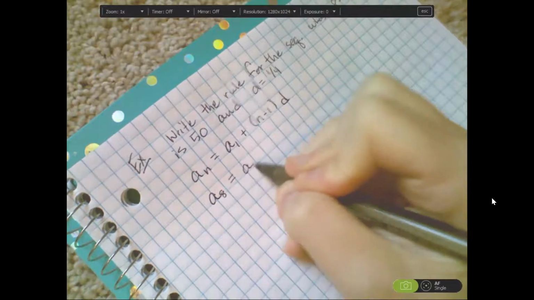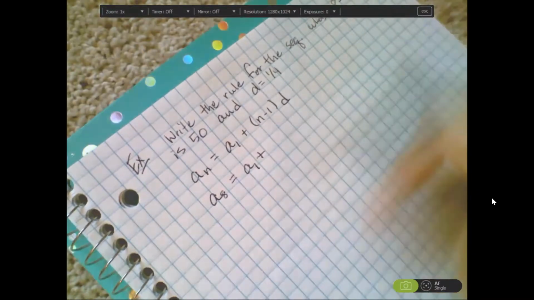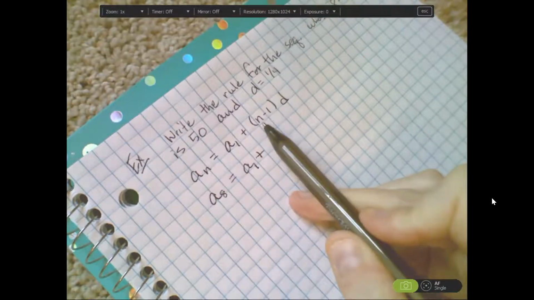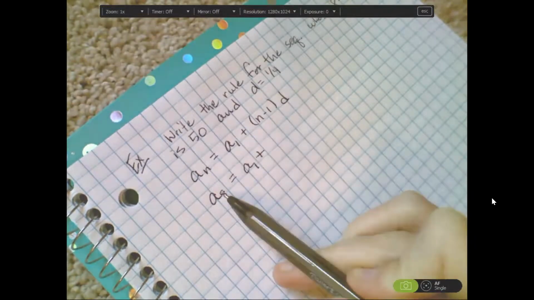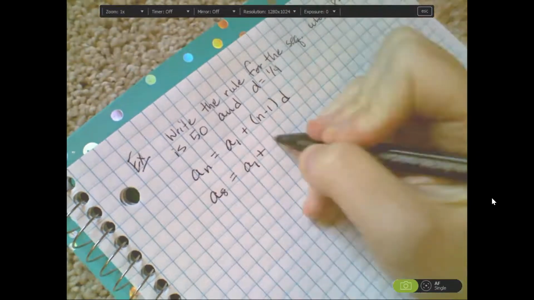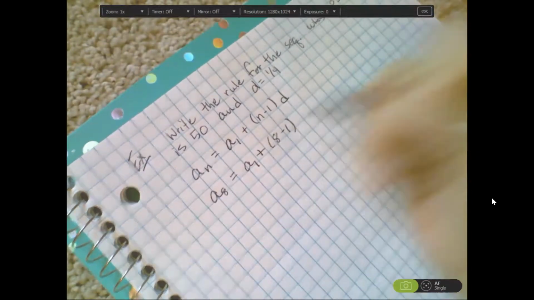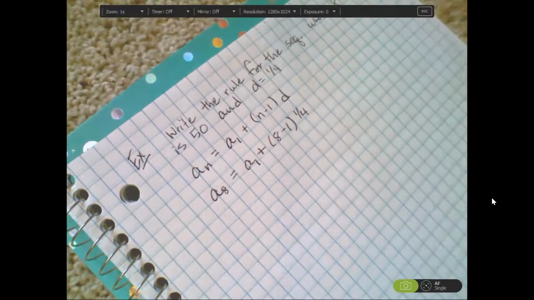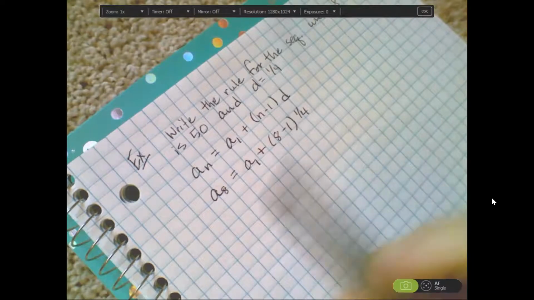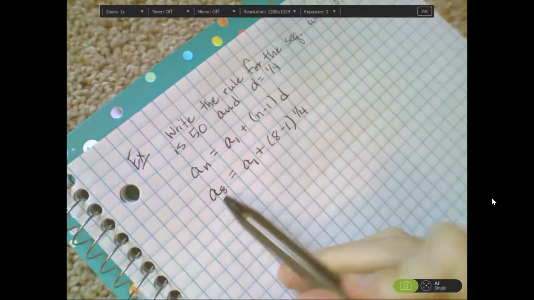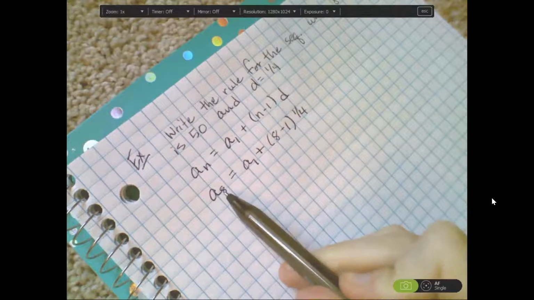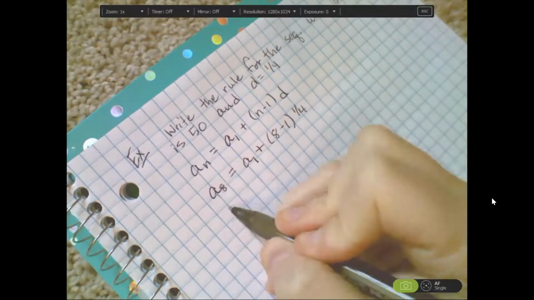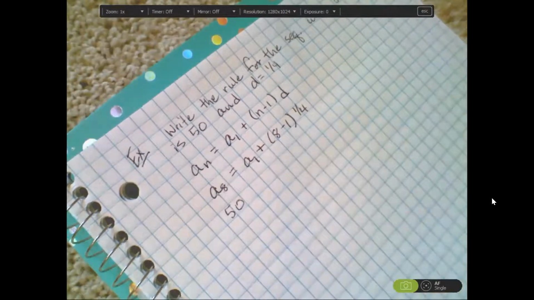We don't know the first term, but remember we said this n and this n should always be the same value. So 8th term, that means this is gonna be 8 minus 1. I know my common difference is 1/4. Now remember what it said in the problem. It says the 8th term is 50. So I know that a sub 8 equals 50. So I can replace this and just say, oh, that's 50.